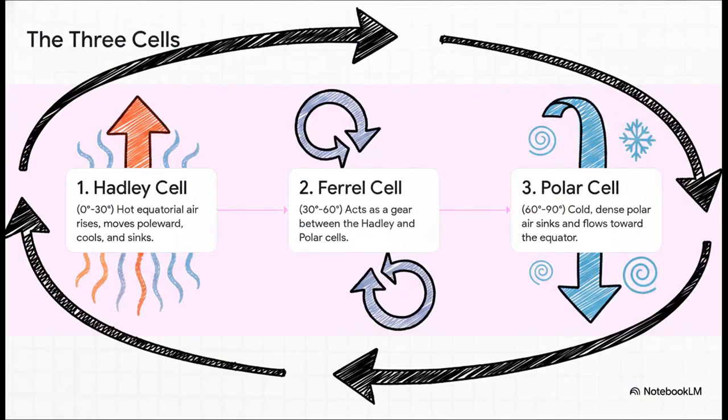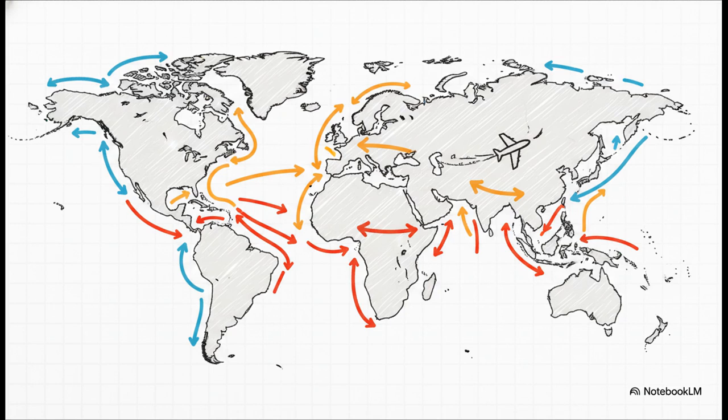So let's look at how these cells work together. The Hadley cell is the real powerhouse, driven by all that intense heat at the equator. The polar cell is its cold counterpart, driven by that sinking polar air. And the Ferrel cell, it's kind of like the connecting gear between them. Together, these three form a massive conveyor belt system, constantly moving heat from the equator up towards the poles. And this is really where it all comes together. The interaction of these cells and the Coriolis effect creates the world's major wind patterns. For example, those westerlies, they are exactly why your eastbound transatlantic flights are almost always faster than your westbound ones. Understanding these winds is absolutely fundamental to efficient flight planning.